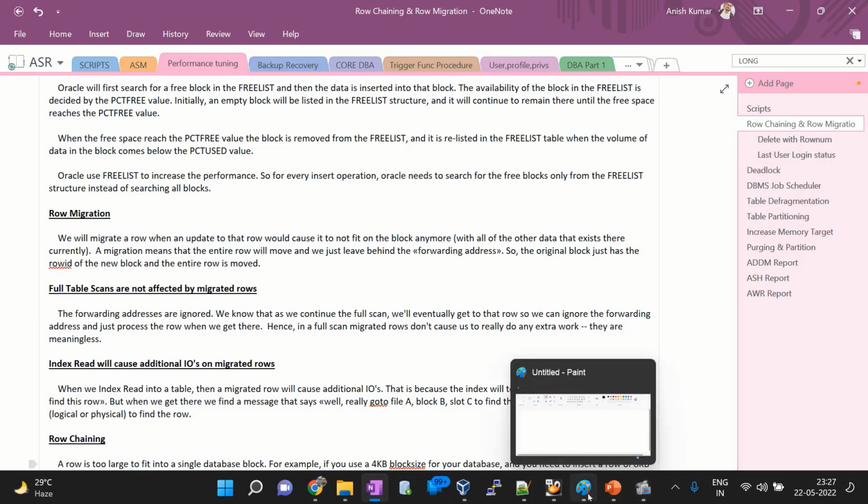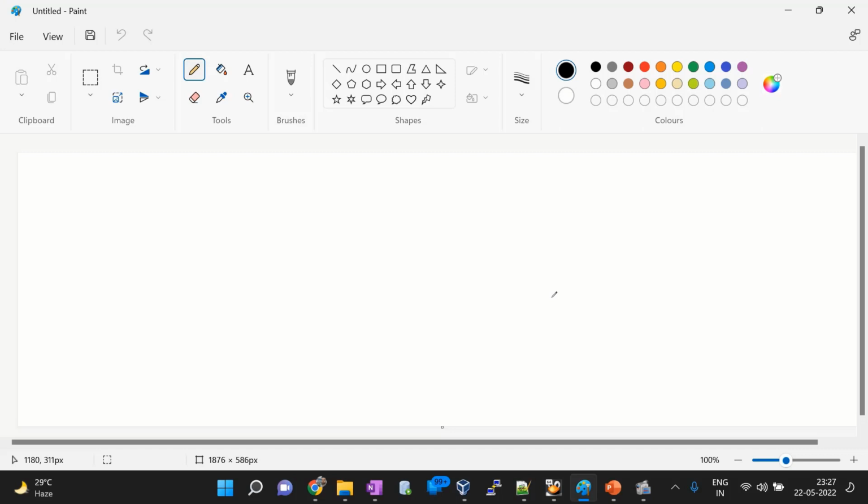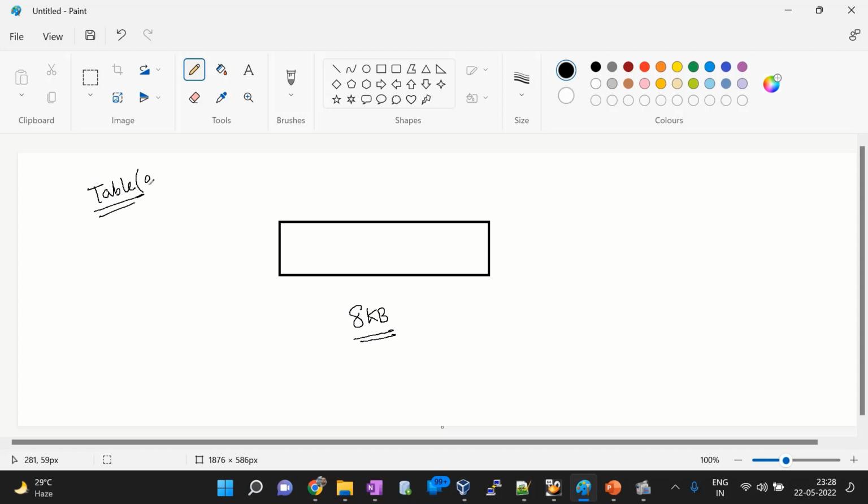Let me show you what happens here. Suppose we are using a block. Everyone is aware that we store our data in blocks, and say the default block size is 8 KB. When you keep the data of a particular table, say emp has 14 rows, all the 14 rows will reside under some of the blocks, right?